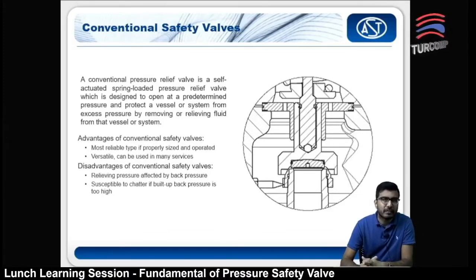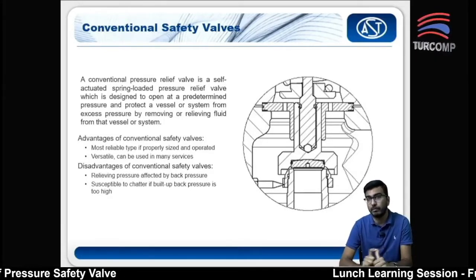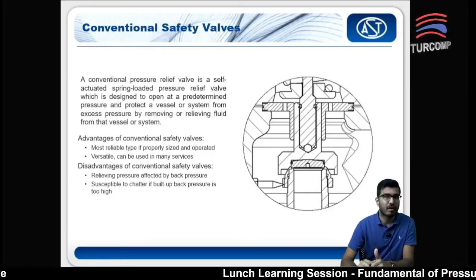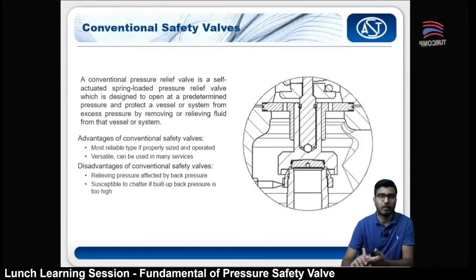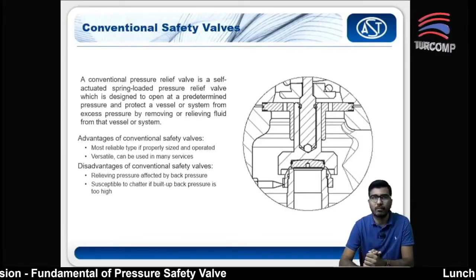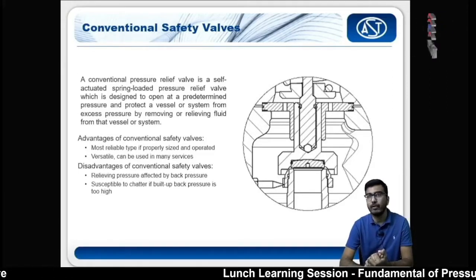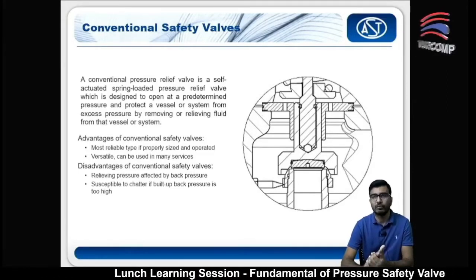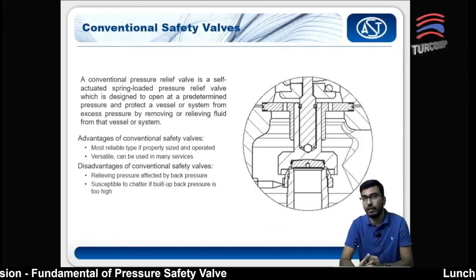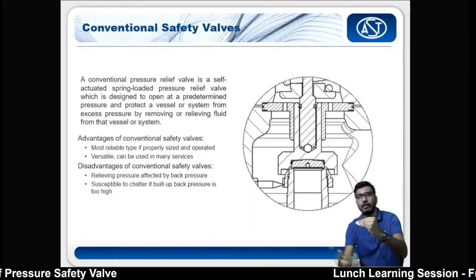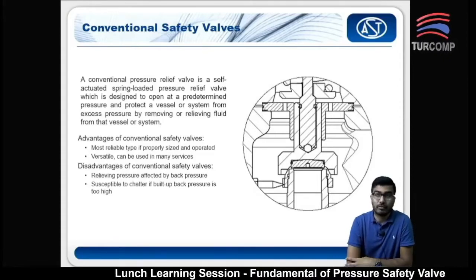The advantages of a conventional safety valve are that it's the most reliable in proper size, it's cheap, and widely used. It's also versatile and can be used in many areas of service. What are the disadvantages? The disadvantage of a conventional type is that your relieving pressure is highly affected by the back pressure. If you have a higher back pressure, you can't use a conventional anymore. For example, if your set pressure is 10 and you have a back pressure of 15, you can't use it. These are some of the cases to look at.